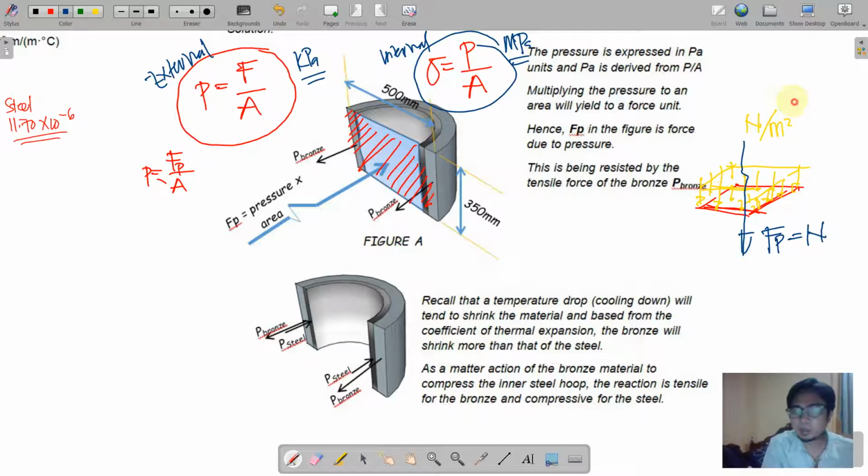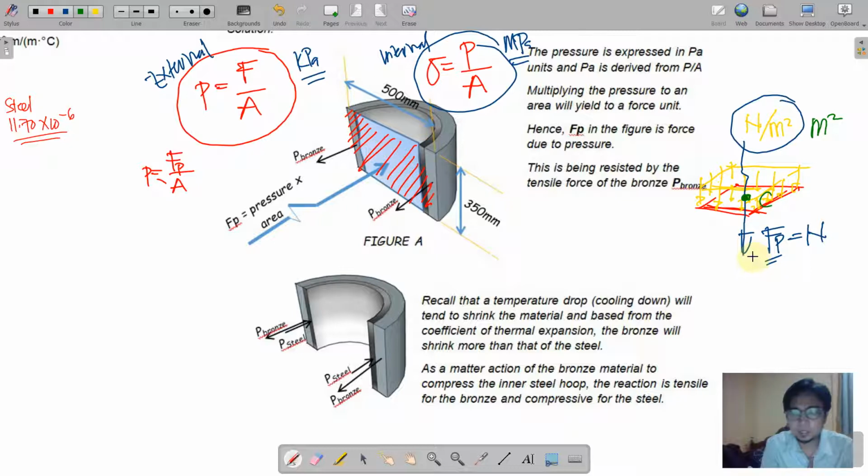Okay? How will you make this pressure in terms of a force? That is the question. Of course, you'll just have to multiply it by the square meter. Okay? So that this will cancel, and then you come up with a concentrated load that is pointed on the center of gravity of the surface.